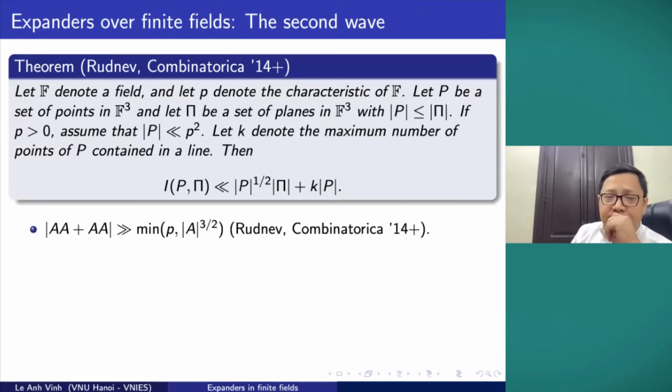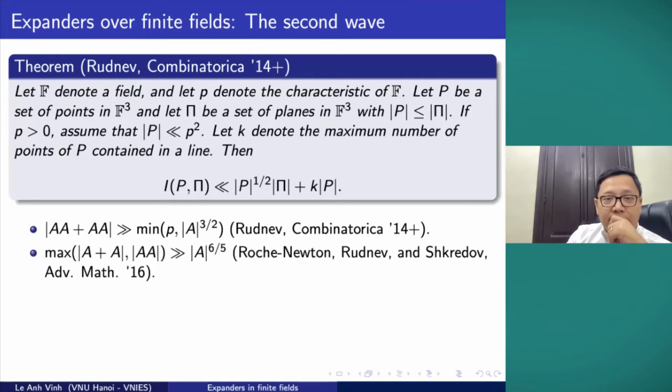And there are some straight applications from that theorem. Rudnev gave some applications in his paper as well. And the first one is proving to break the threshold for the expanding polynomial xy + z. And here the result for that, the size of the set A·A + A·A will be bigger than the minimum of the size of the field, or |A|^(3/2).